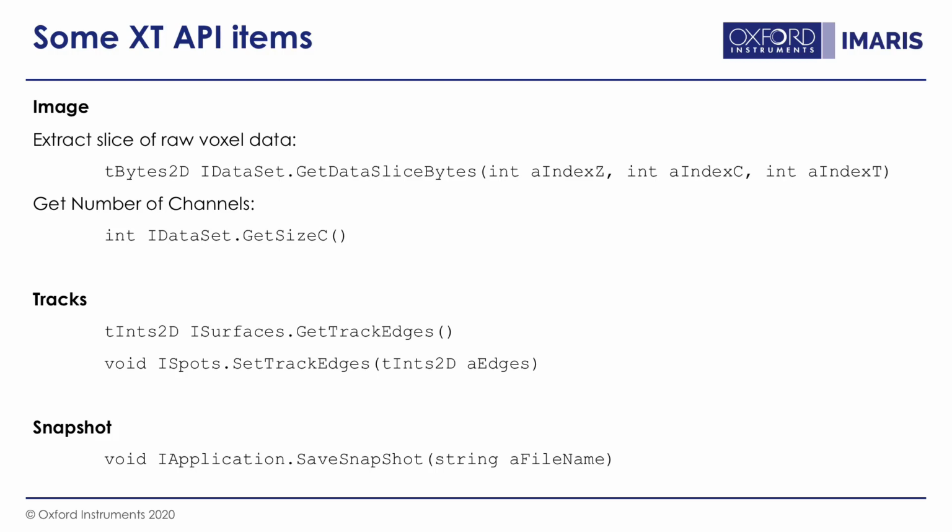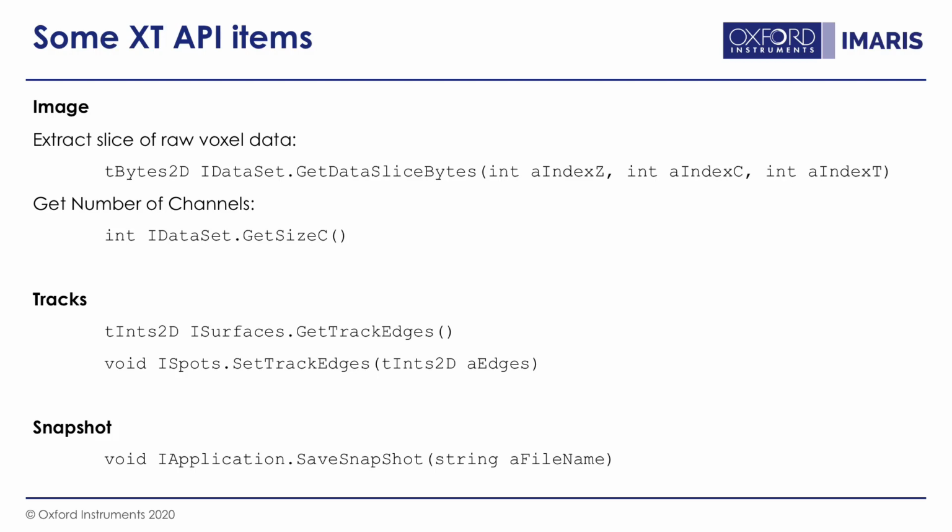There are also simpler things to query the dataset for, like if you want to know how many channels there are, you can call the iDataset GetSizeC method. If you want to do tracking, for example, in the surfaces, you can do an iSurfaces GetTrackEdges, and you'll get a sequence of indices that define the tracks between the objects.